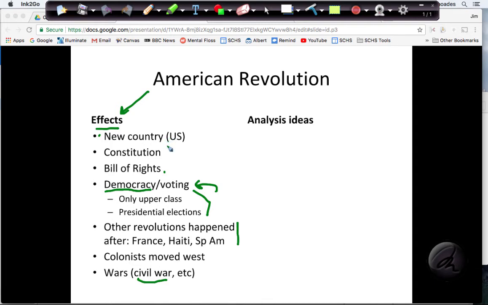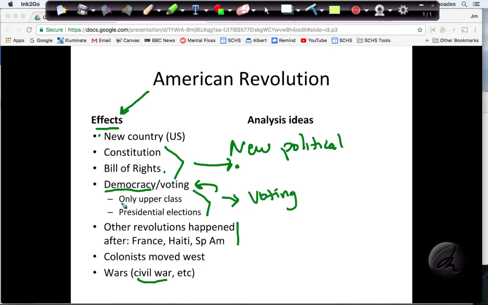And I think that this idea of a new political system is probably going to work the best. And I might be able to use these two, for instance, as my first evidence. And then to describe that system, I could look at this down here, and talk about the voting. And I think it's worth pointing out that originally only the upper class was able to vote.